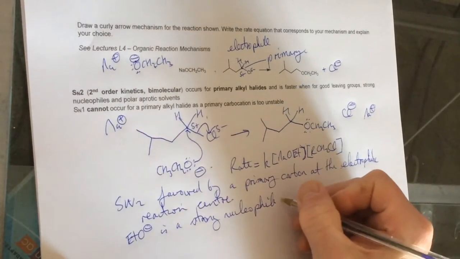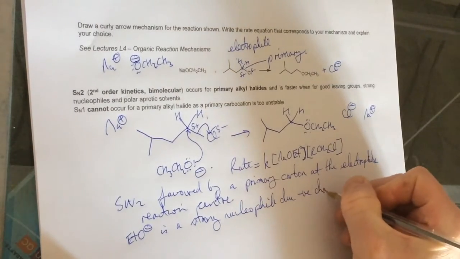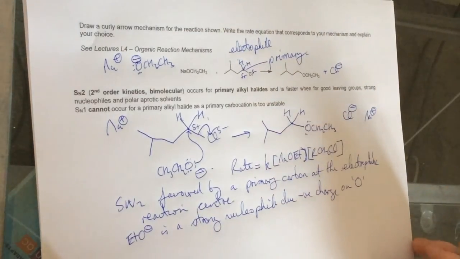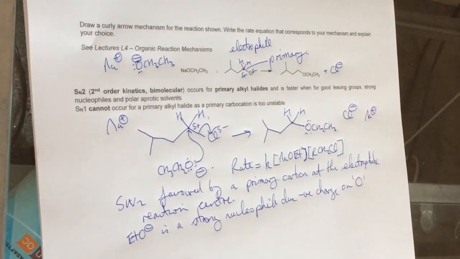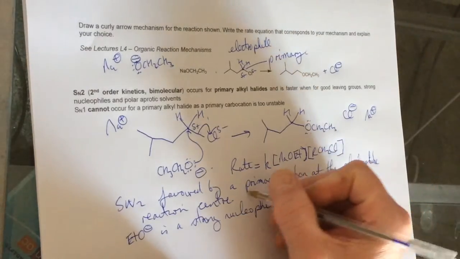And that's mainly due to the negative charge on the oxygen. So if it was a neutral version of that, ethanol, it would be a relatively weak nucleophile. So by removing a proton, making it ethoxide, we've converted it into a strong nucleophile. So they're the two things, but the most important thing is it's a primary carbon.